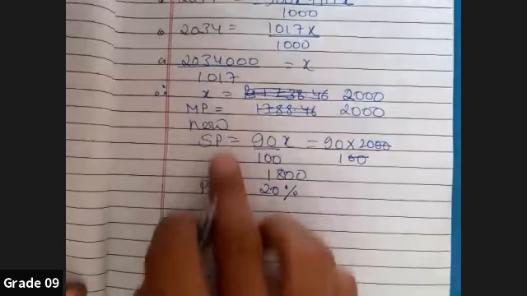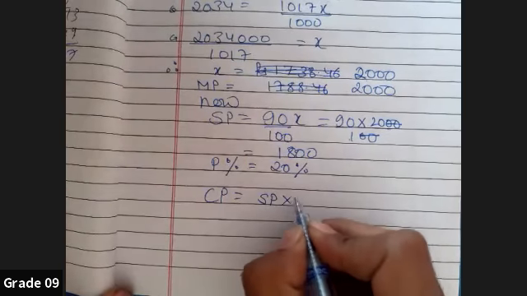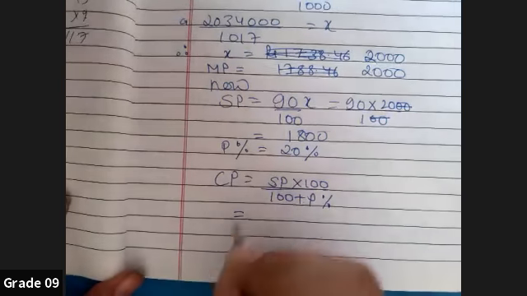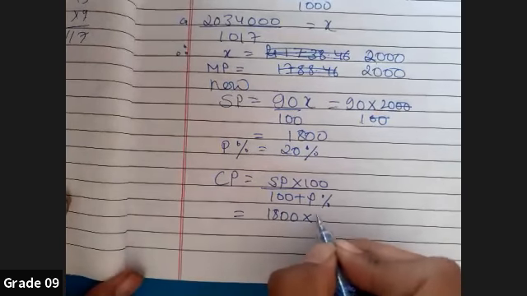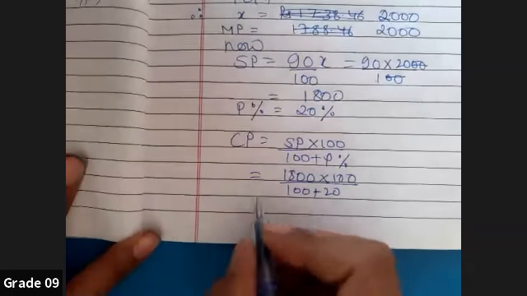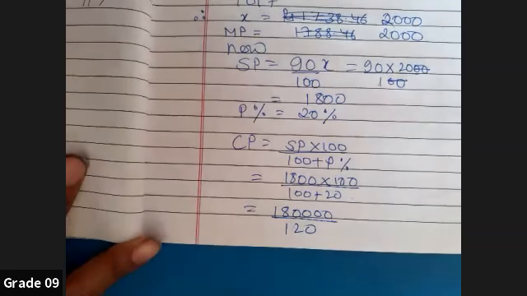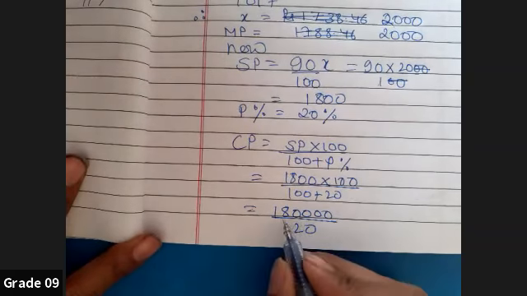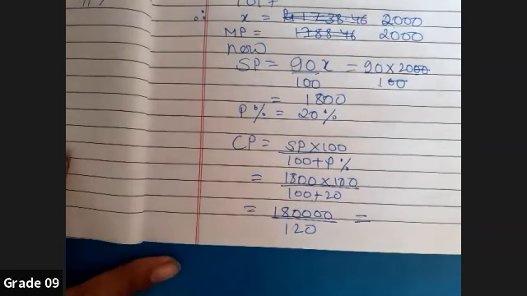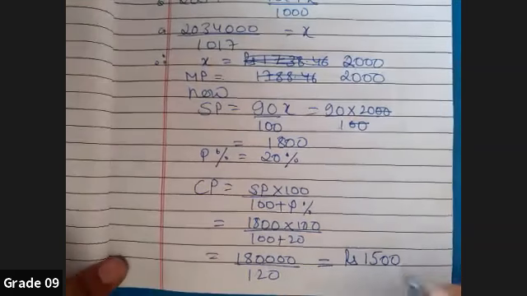So if SP and profit percent are available, then to find CP we have one shortcut formula: SP into 100 divided by 100 plus P percent. So CP is 1800 into 100 divided by 100 plus 20. That is 180000 divided by 120. What is 180000 divided by 120? One of you, can you help me? Okay, 1500 is the cost price.